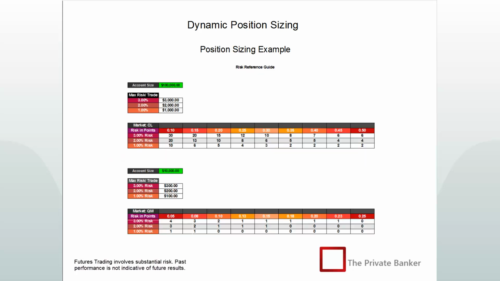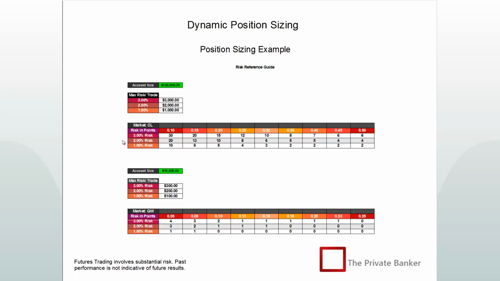Okay, so let's talk about position sizing here. And these are just examples. Since we talked about crude last, let's talk about crude oil here. And let's say these are 2 examples with the full-size contract on the top here and the mini on the bottom. So this is really just a sliding scale that gives you a quick reference guide to how many contracts you can trade based upon the risk that the trade requires.